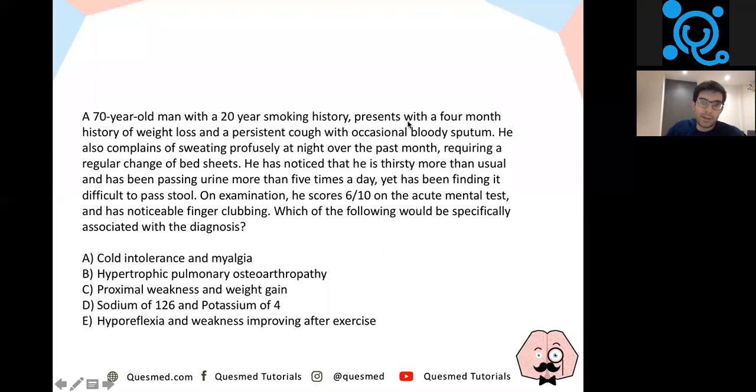So basically the diagnosis here is probably, if you're looking through, so he's got a smoking history, cough, sputum, sweating, okay, lung cancer probably, fine. And then thirsty more than usual, passing urine, difficult to pass stool. And then 6 out of 10 on the acute mental test, and he's got finger clubbing. Finger clubbing is a bit random in the sense that it could be anything. Lots of diseases cause clubbing, as I'm sure you know, but not COPD.